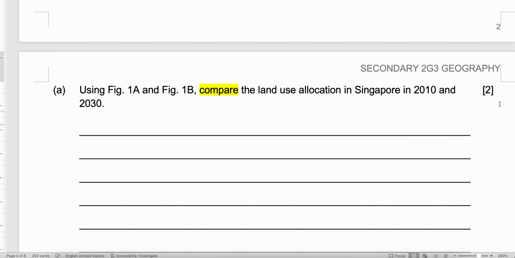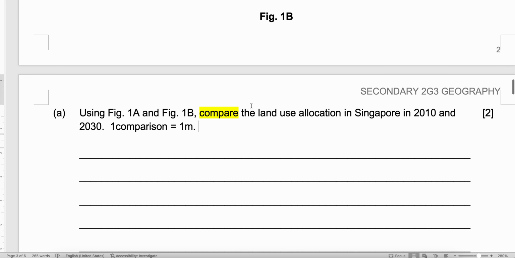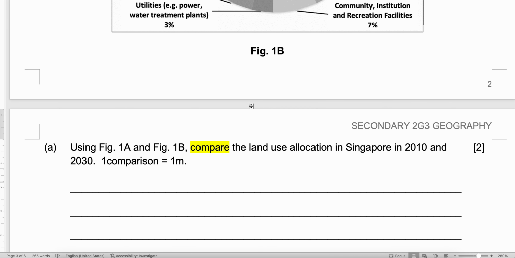Compare, 2 marks, as I mentioned before. Compare means 1 mark equals one comparison. If you can give similarities and differences, that would be best. If there are only differences, fine, the 2 marks go to differences.